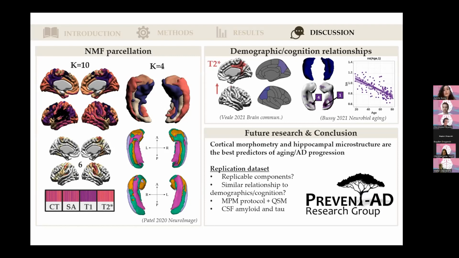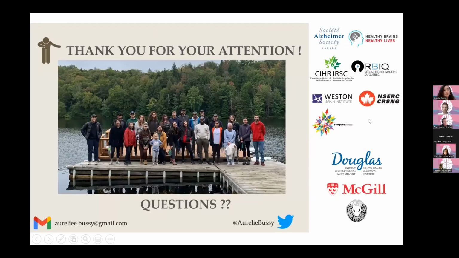And for future work, we want to replicate our analysis. So we are going to use a PreventAD dataset. We are going to first look at if we can replicate our components. We want to see if we have similar relationship to demographics and cognition. We will also have access to additional scans, so the MPM protocol and the QSM. And also we will be able to relate our components to markers of the pathology per se, so CSF, amyloid, and tau.